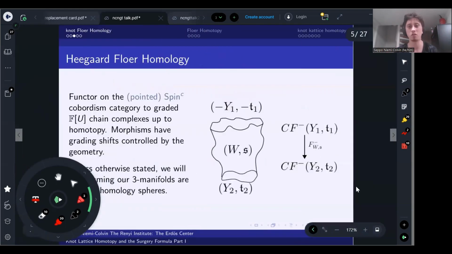So let's now dive a little more into what categories we're actually getting for Heegaard Floer and knot Floer. So Heegaard Floer homology is a functor on the pointed spin^c cobordism category. As I said, this stuff often adds decorations that you can push to the back. And it lands in graded F[U] chain complexes, which are considered up to homotopy. F is in particular going to be the field of two elements, Z mod 2Z, and U has grading -2.